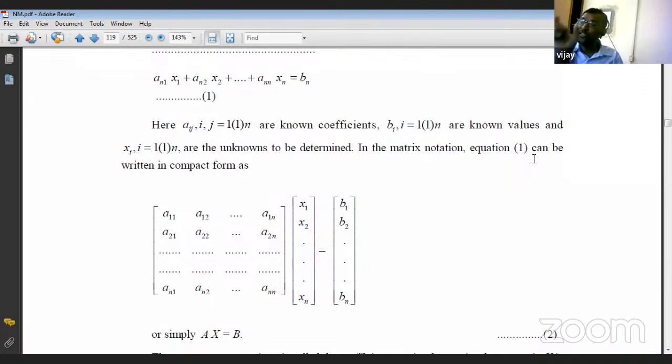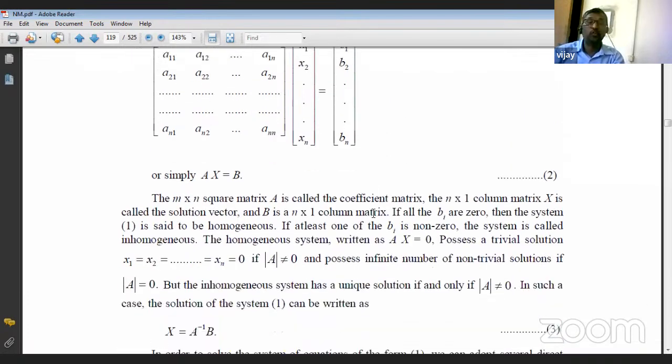So what is the system of linear equations? The right-hand side values are b1, b2 and so on, and the unknowns are x1, x2 and so on. So simply we can write Ax equals B. The n by n matrix A is called the coefficient matrix. The n by 1 column matrix X is called the solution vector. If B is an n by 1 column matrix with all entries 0, then the system is homogeneous. If at least one entry of B is non-zero, the system is called inhomogeneous.